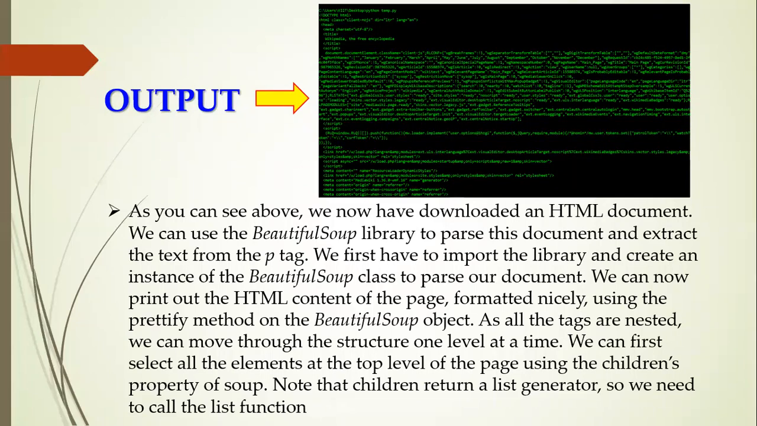BeautifulSoup object. As all the tags are nested, we can move through the structure one level at a time. We can first select all the elements at the top of the page using the children property of soup. Note that children returns a list generator, so we need to call the list function.